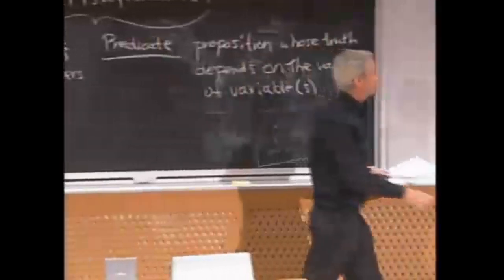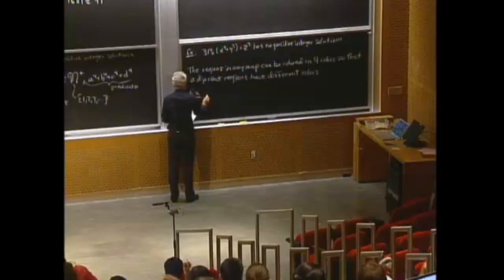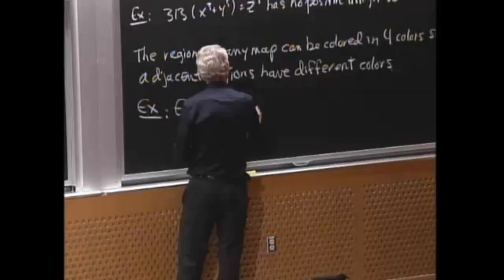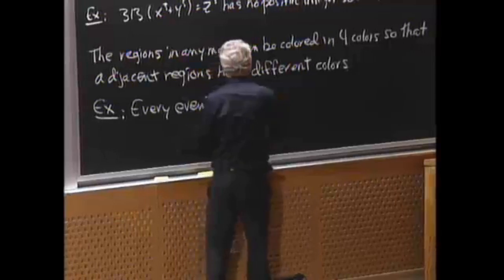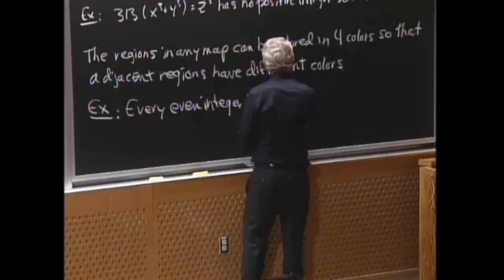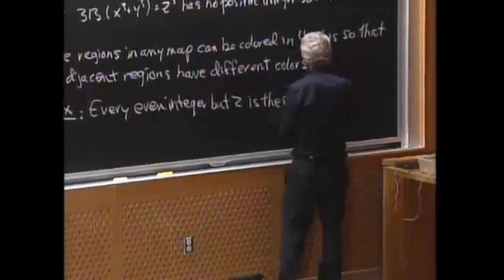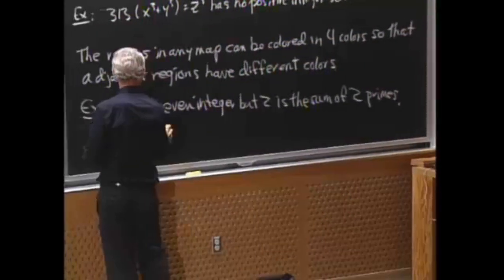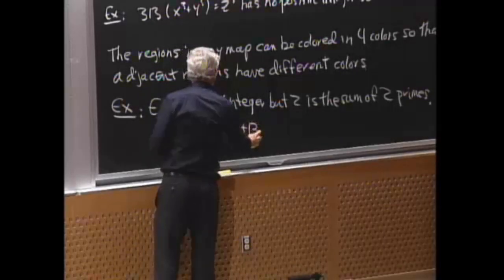All right, let's do another one, another proposition, also very famous. Every even positive integer but 2 is the sum of 2 primes. For example, 24 is the sum of 11 and 13, which are prime.